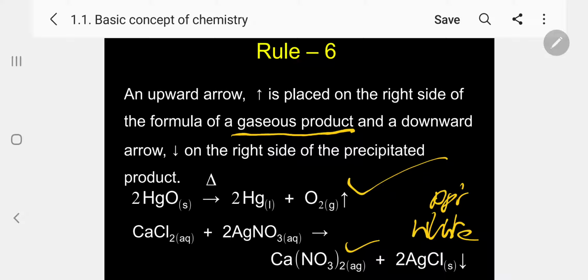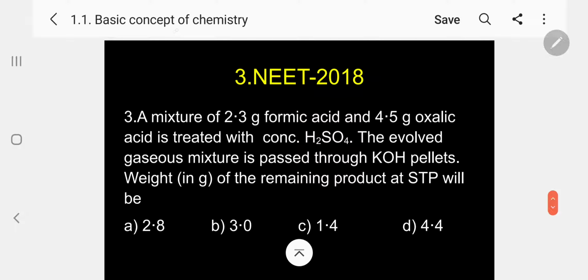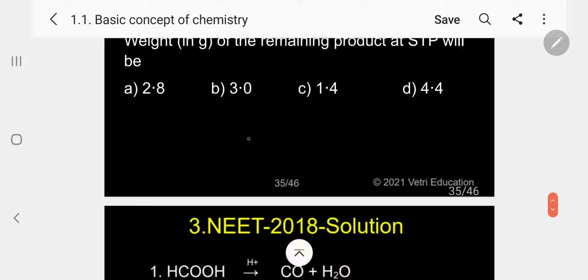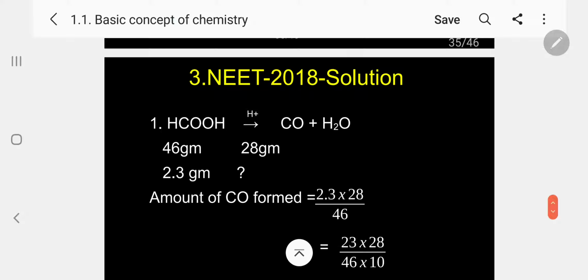The precipitate will always be indicated by a downward arrow. So these are the rules we have to follow. Let me apply the rules here. I will explain this question. Kindly follow. Now, let me take the first one, formic acid.